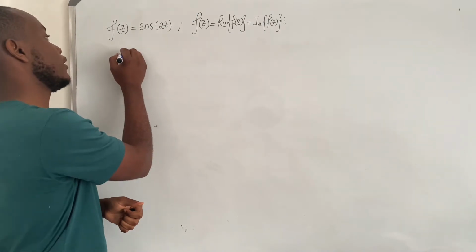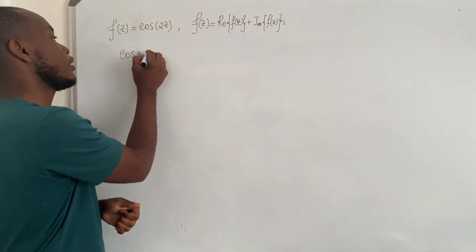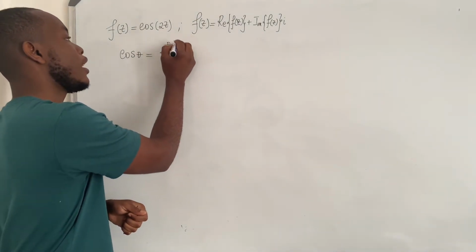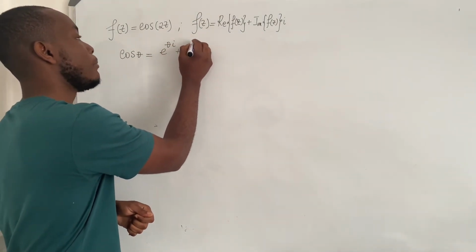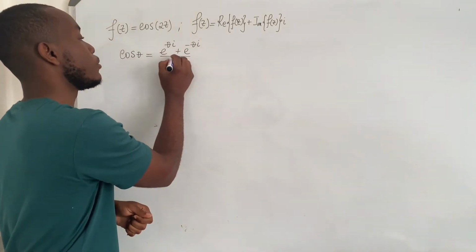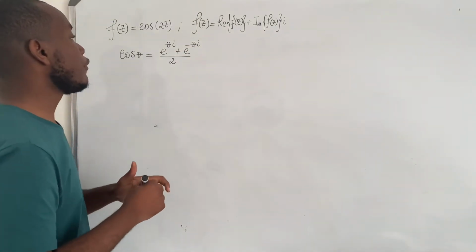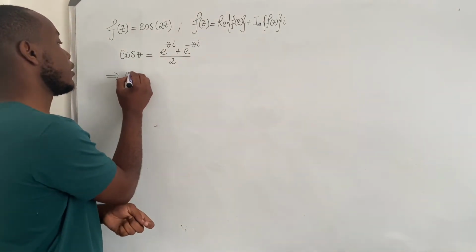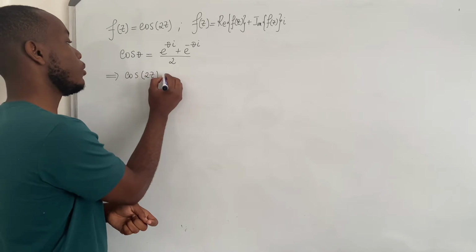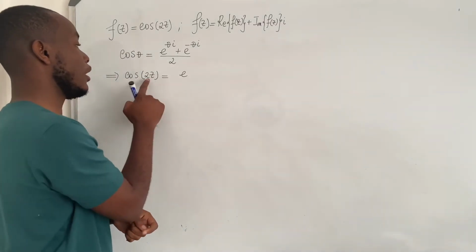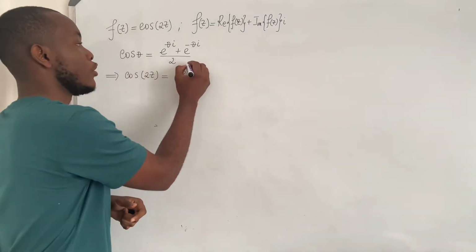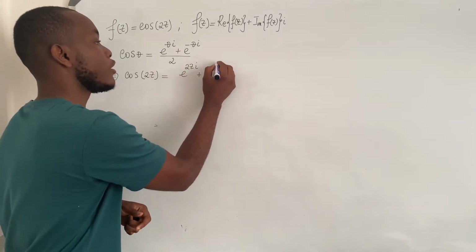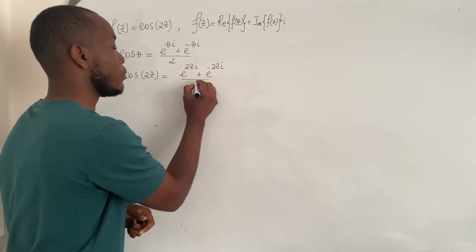We know that cos of theta can be written as e to the power theta i plus e to the power minus theta i, over 2. Okay, if we know this identity, then we can find cos of 2z. So cos of 2z will be equal to e to the power, now 2z will become our theta, so it's going to be 2zi plus e to the power minus 2zi, over 2.